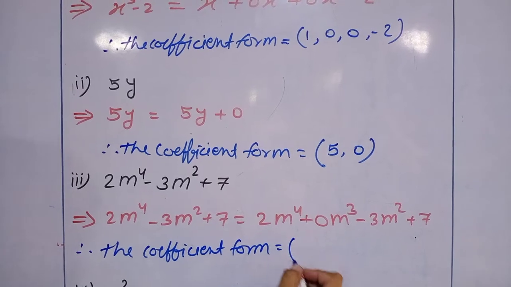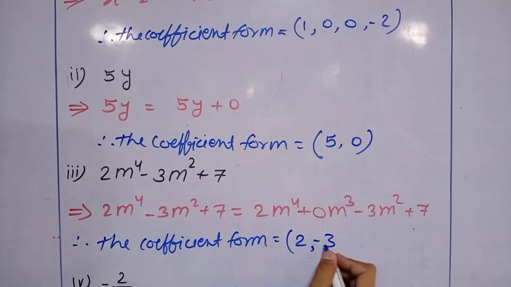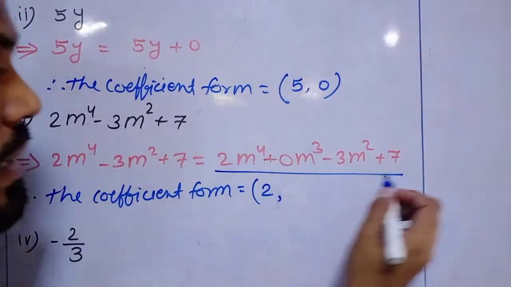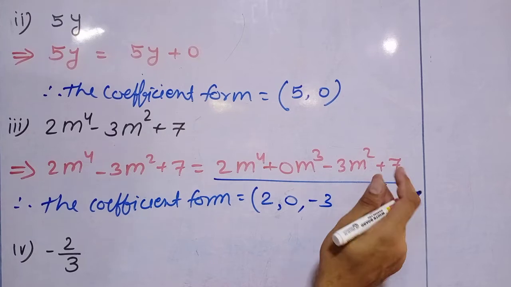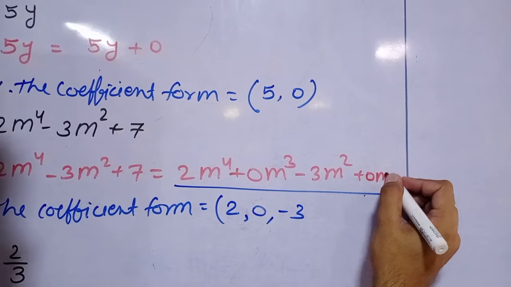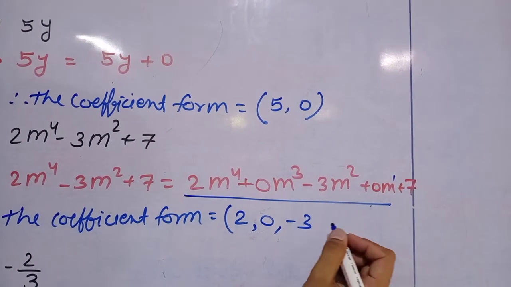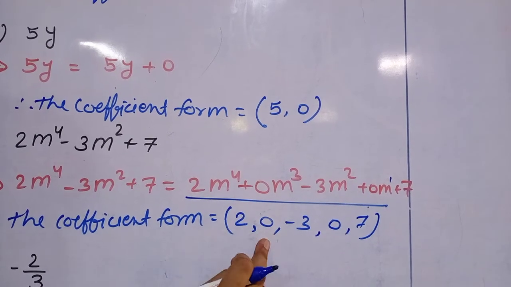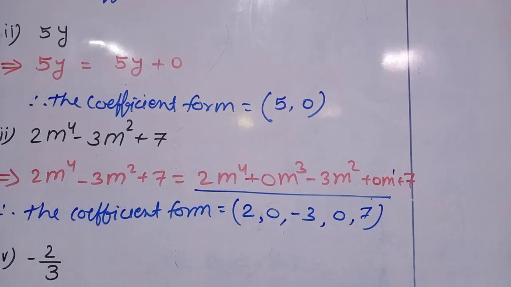Therefore the coefficient form is equal to, start from here, we have 2, then 0, then minus 3. We don't leave out the term 0m plus 7, because we need the 1 also, so 0 then 7. 2, 0, minus 3, 0 and 7. So this is the coefficient form.